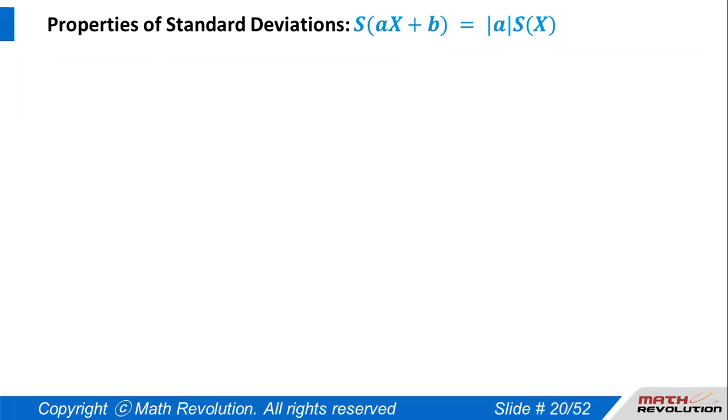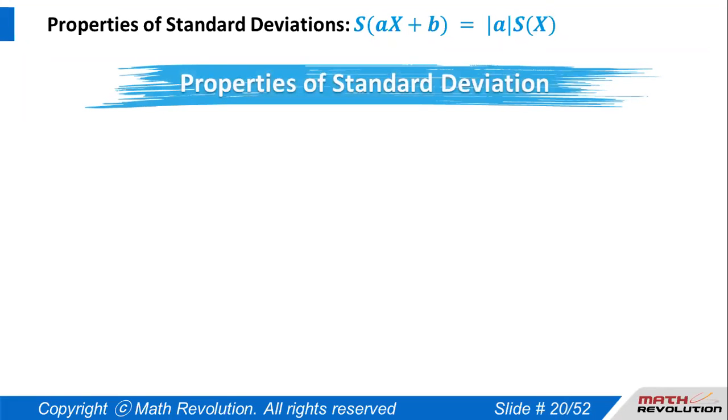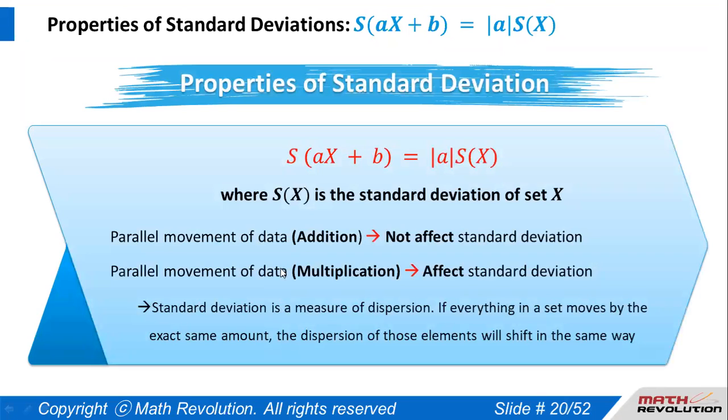The second set of operations can be if there happens to be multiplication or division in the given element set, then what happens to the new standard deviation? Always make sure, if we deal with the parallel movement, if there happens to be addition, there would not be any effect on the new standard deviation. But if there happens to be multiplication, it will always affect the standard deviation.